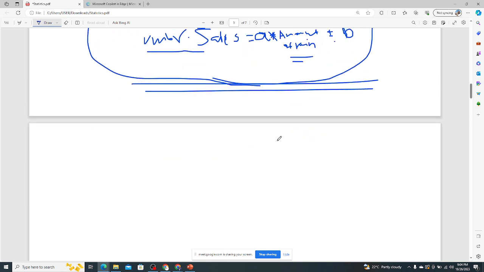The same thing. Let's assume we want to predict the amount of salary, or the salary to be paid, given the number of years of experience. We are looking at salary being influenced by experience.